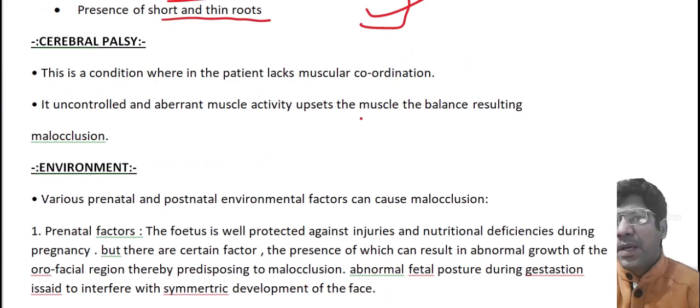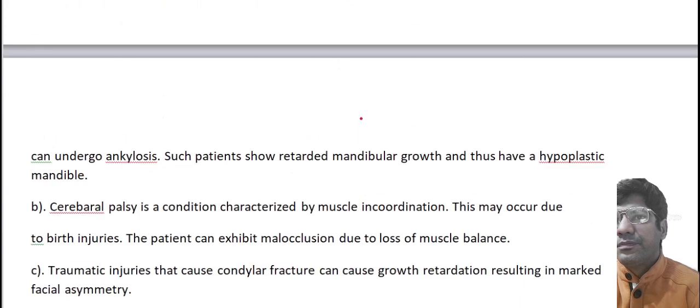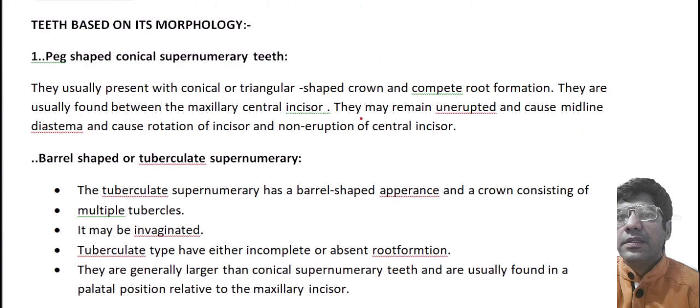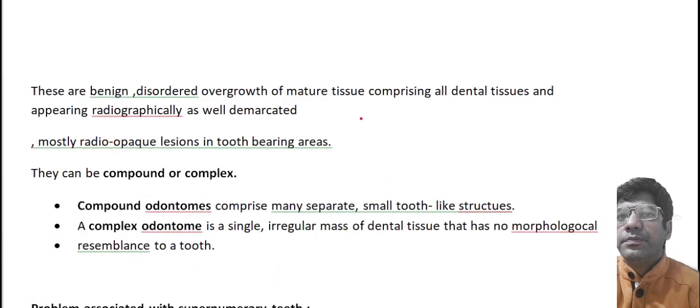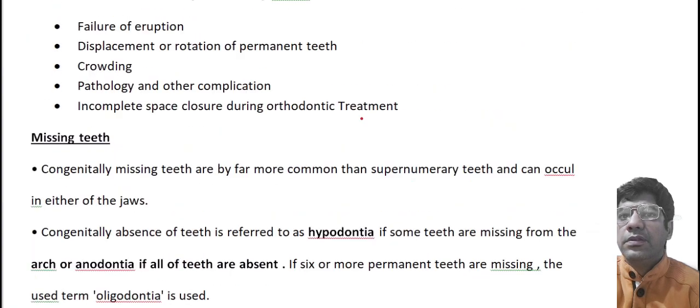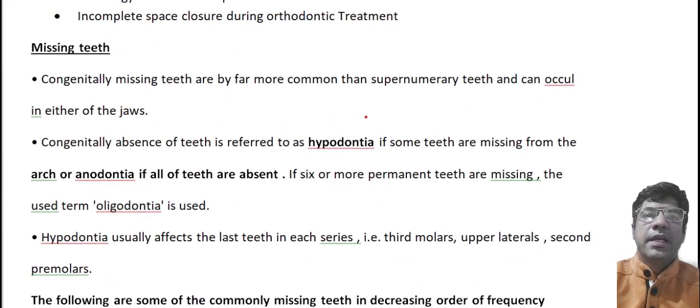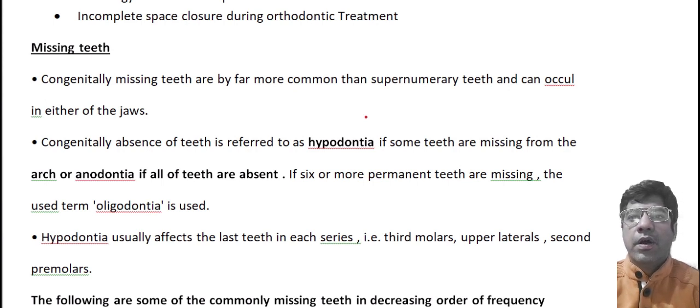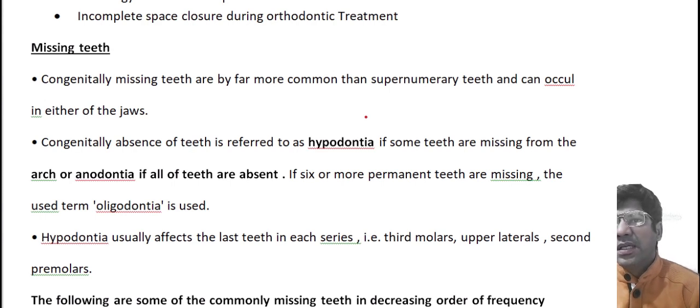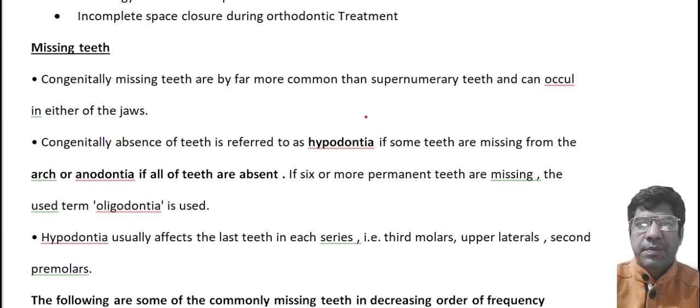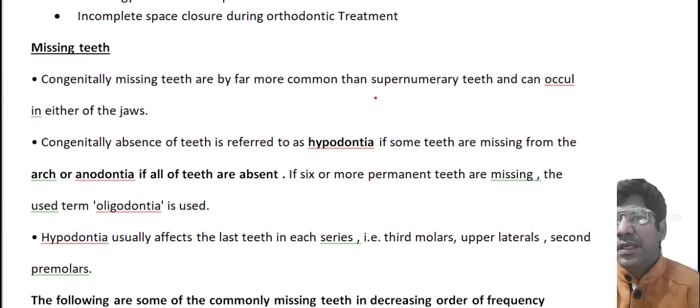Other conditions are the cerebral palsy, environmental factors, anomalies in teeth, odontome, missing tooth, congenital absence of teeth. It is known as anodontia or hypodontia if the teeth are missing from the arch. If all teeth are missing, then it is anodontia. If 6 or more permanent teeth are missing, then the term is oligodontia. If less than 6 permanent teeth are missing, then it is hypodontia.